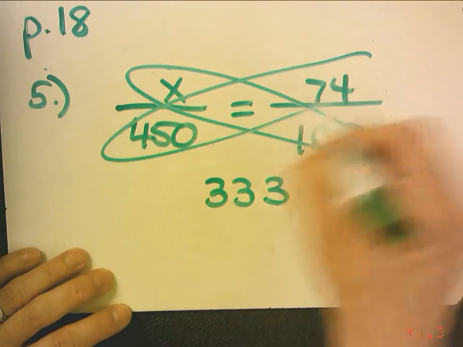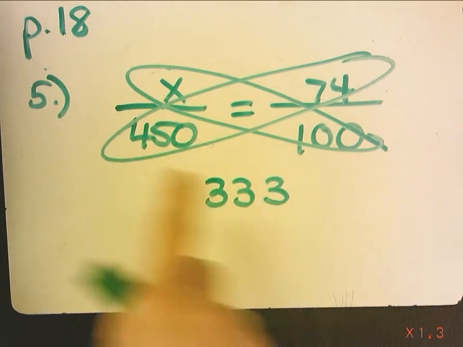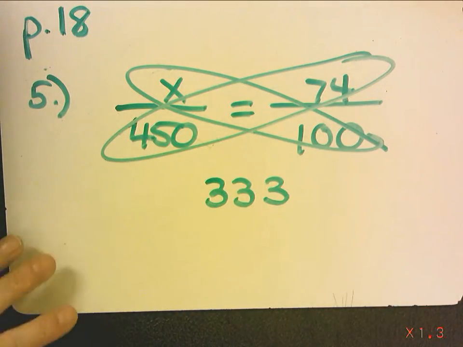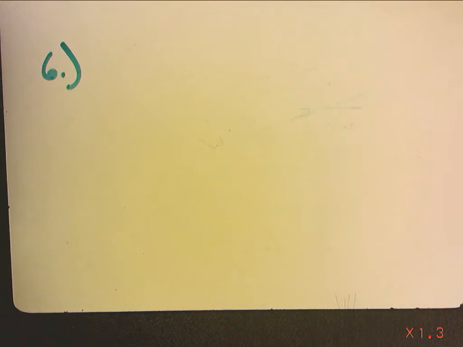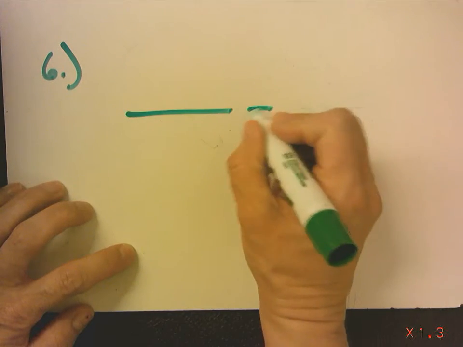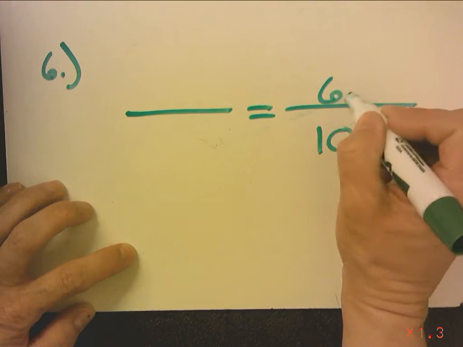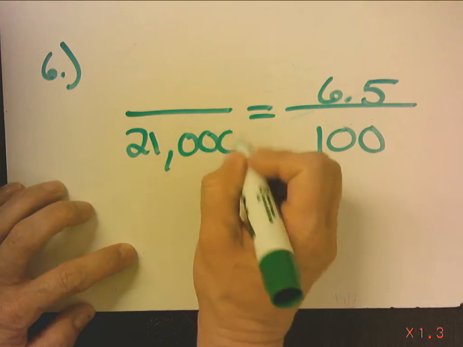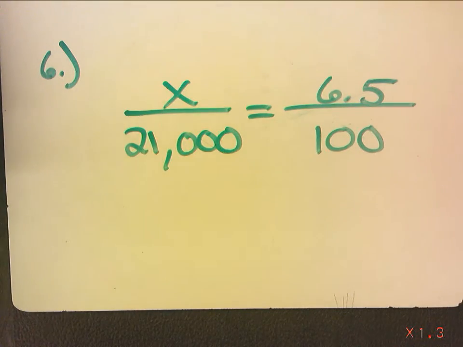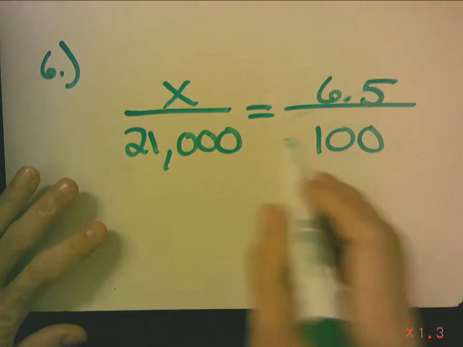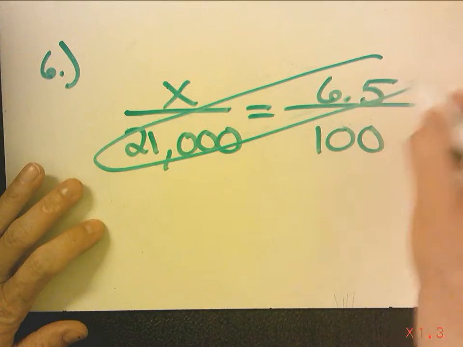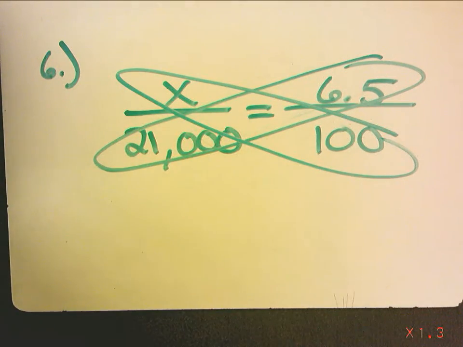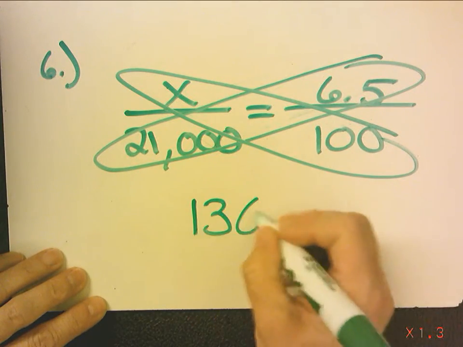And by now, everybody should feel comfortable doing the cross product equation. 100 times x equals 450 times 74. And number 6 says, in a bin of 21,000 M&Ms, 6.5% are the color blue. How many M&Ms are blue? Fraction bar equals fraction bar over 100. The part is 6.5%. The whole is 21,000, and we want to know what part is 6.5%. So this would be 100x equals 6.5 times 21,000, and the answer is 1,365.